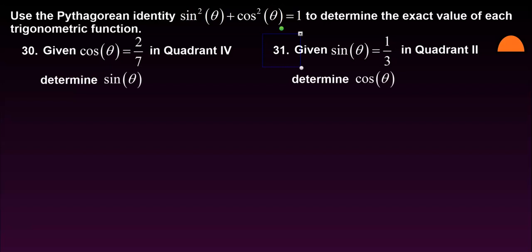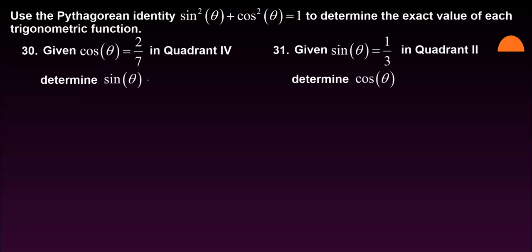Use the Pythagorean identity sine squared theta plus cosine squared theta equals 1 to determine the exact value of each trigonometric function. So we're going to use that formula by replacing cosine of theta. It says, given cosine theta equals 2 over 7 in quadrant 4, determine sine theta.